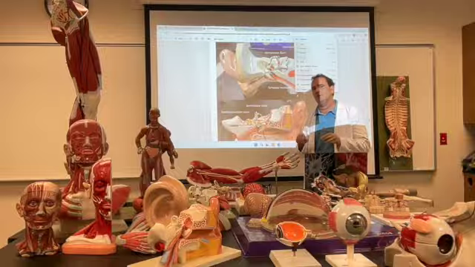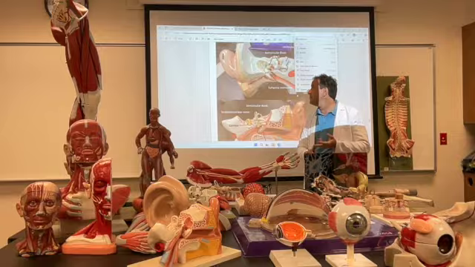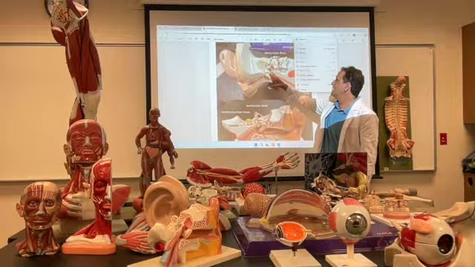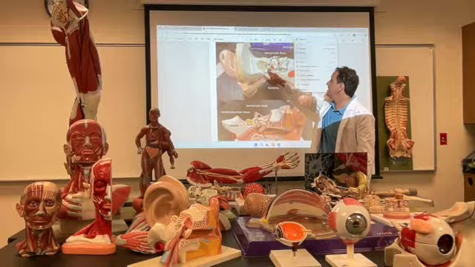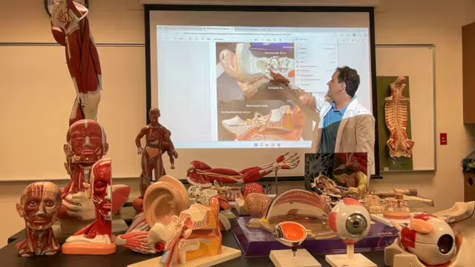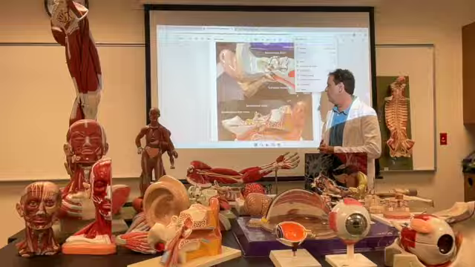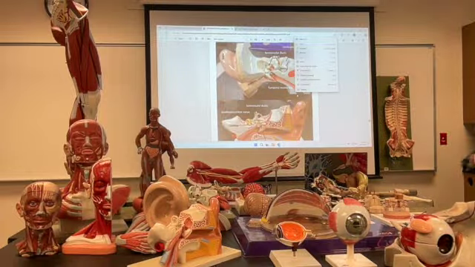You have the three bones, or the ossicles of the ear, malleus, incus, stapes. Malleus is the one that touches the tympanic membrane. Incus is the one in the middle, and stapes is the one that's touching the oval window. Let me go to a close-up view of that.